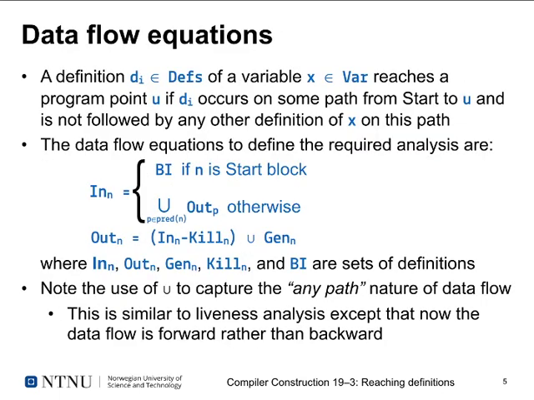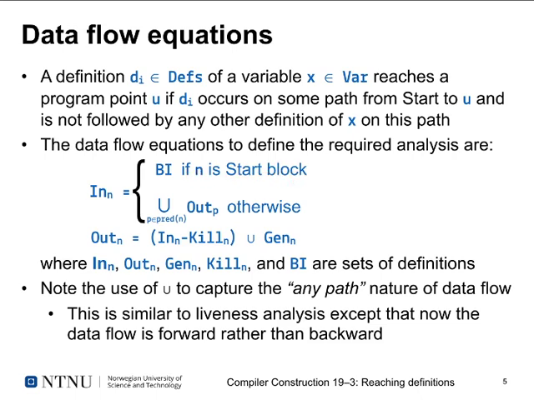So for this, we need to define a set of data flow equations as before. We say that a definition di from our defined variables, that defines a variable x from a set of variables, reaches a certain program point u if this definition di occurs on some path from the start of our program to our point u, and this definition is not followed by any other definition of the variable x on this path. So we can write data flow equations for this case. Essentially we have in n, the information is either just our initial information if our block n is a start block.